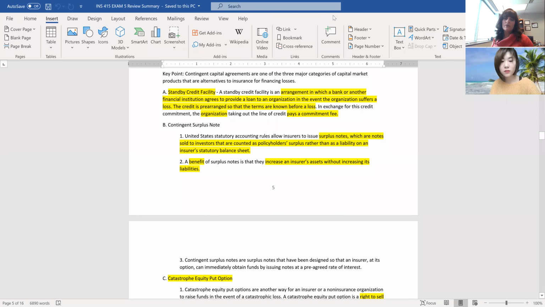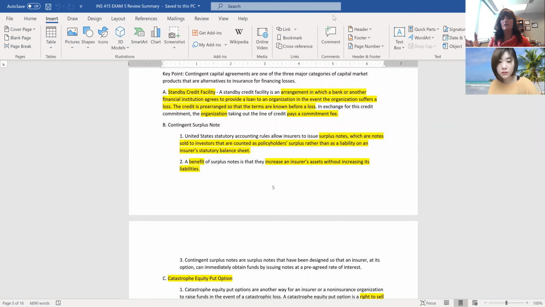Contingent surplus note. This one is more equity based. So again, you sell it to an investor and they treat it as a policyholder surplus rather than treat it as a liability. So a person who would buy this contingent surplus note is willing to invest money in your organization and they would get shares of your company. So the benefit is it does increase your assets by getting an inflow of cash, but it doesn't increase your liability.